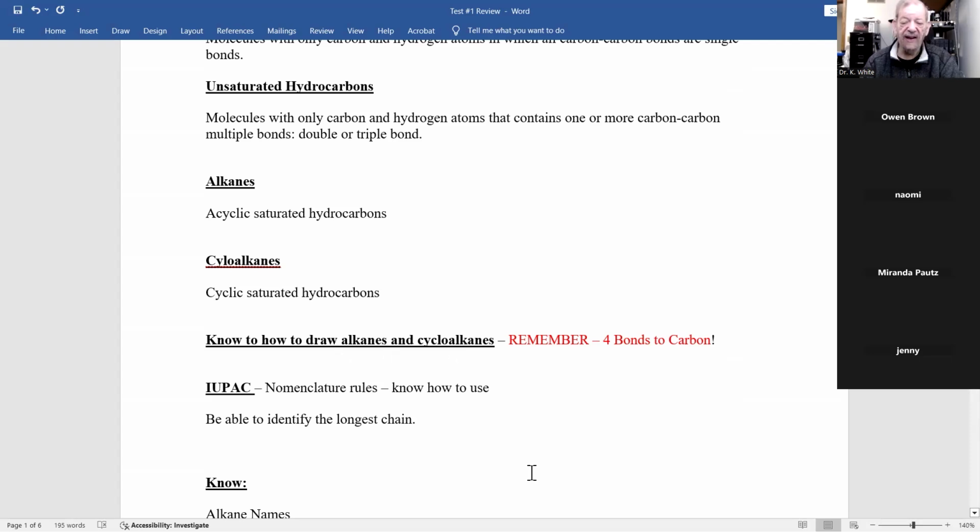And the first thing I have to remind you, on test one and all my tests, is to remember there are 4 bonds to carbon. 4. 4 bonds to carbon. 4.